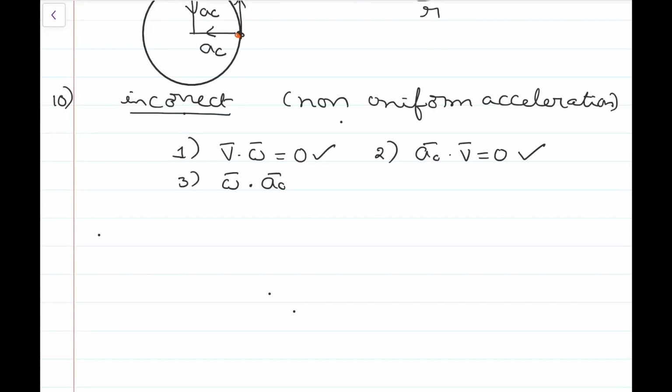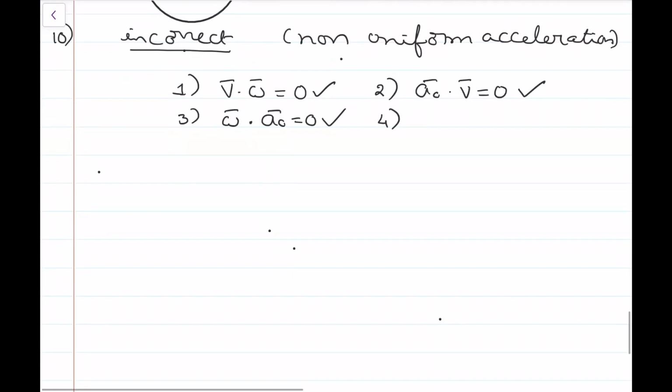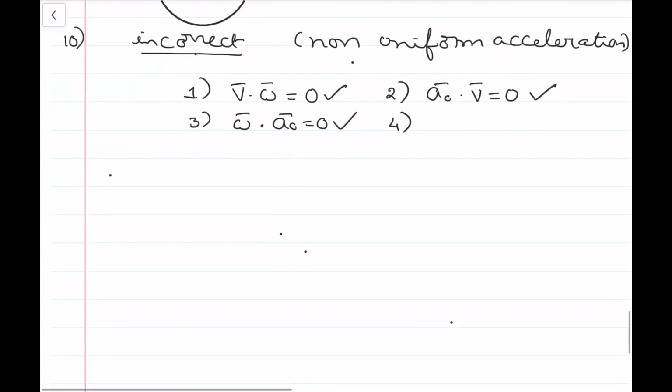In the case of anti-clockwise direction, it is upward, and centripetal acceleration is in the plane perpendicular to the omega bar. So again, this is also a correct statement. And let us check the fourth one, linear velocity and tangential acceleration. Actually, the linear velocity and the tangential acceleration both are acting in the same direction.